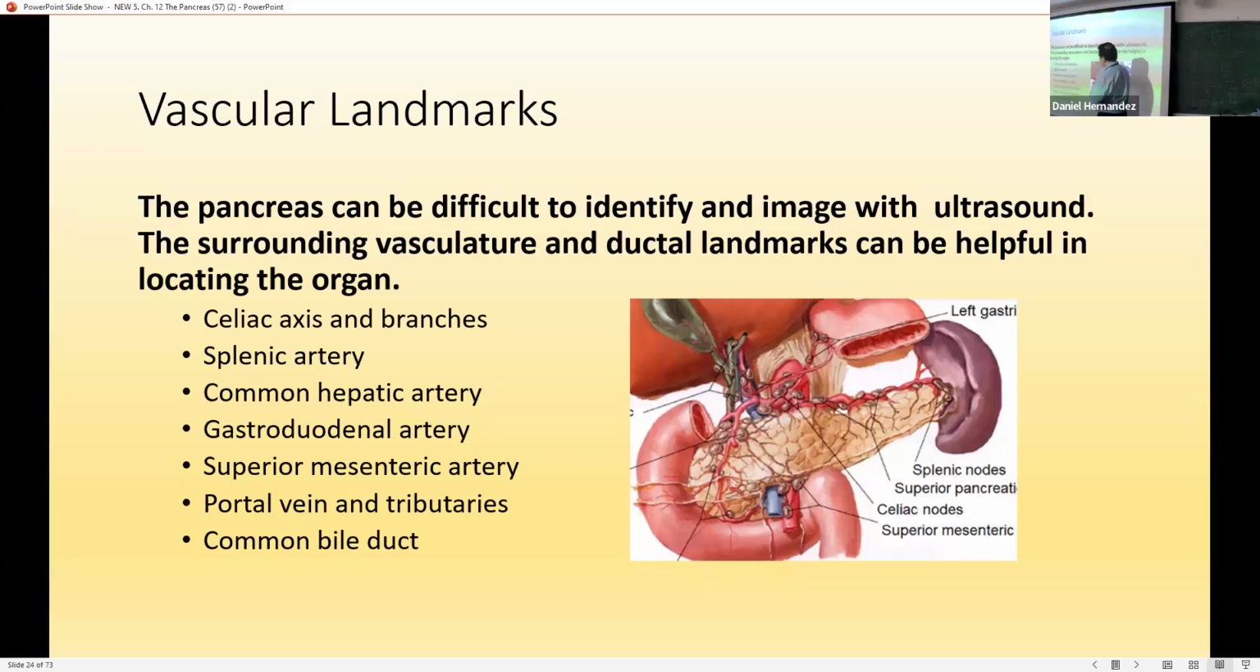If you have nice clear pictures of the pancreatic head, you can image things like the gastroduodenal artery and the common bile duct in the head of the pancreas. Use the portal confluence and the SMV or splenic vein, again, as your landmarks to help delineate the borders of the pancreas.